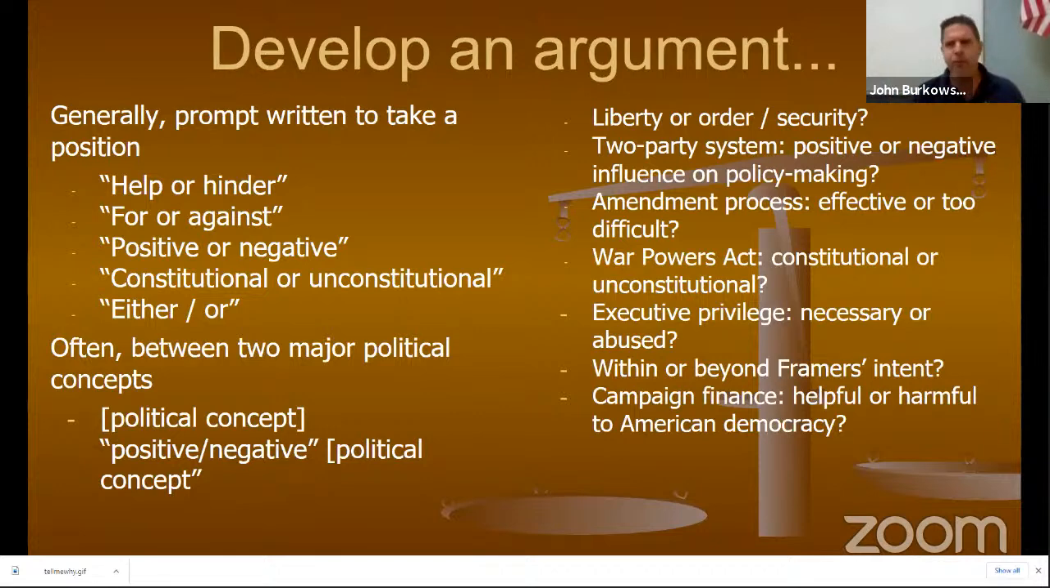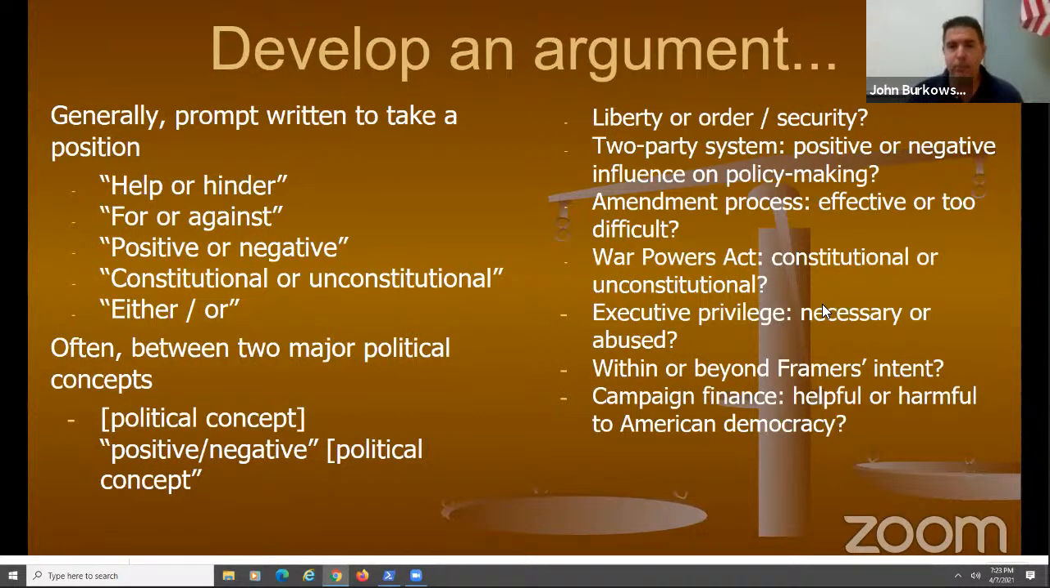The amendment process: very effective the way it's structured, or is it too difficult? Did the framers make it too difficult? What about the War Powers Act? Is it constitutional? Or is it unconstitutional? Did Congress give itself too much power over the president regarding war powers? Or is it legit? Executive privilege: is it a necessary power of the president, or has it been abused? Or is there a potential for abuse? What about within or beyond the framers' intent, which is similar to the question we have here? There could be other intents regarding the framers. Say, what is the extent of power for the national judiciary, the Supreme Court? What about campaign finance? Is it helpful, or does it harm American democracy? Take a stand. And these are just a few samples.